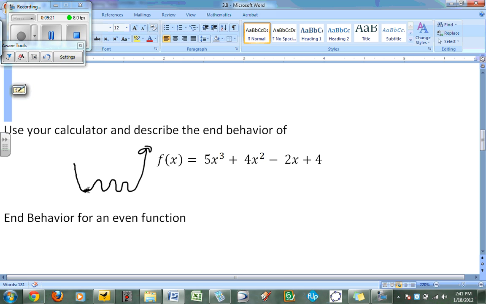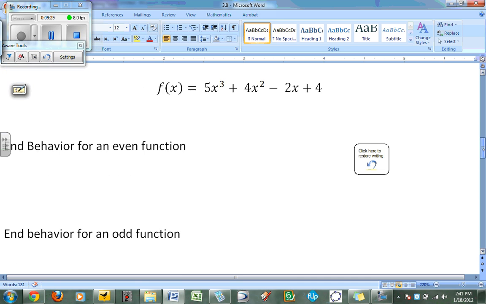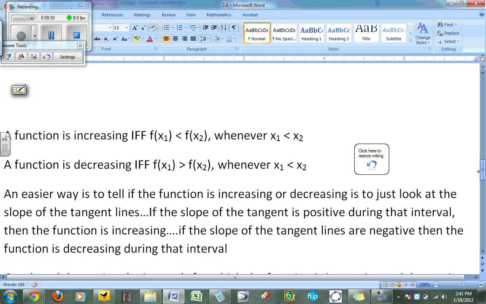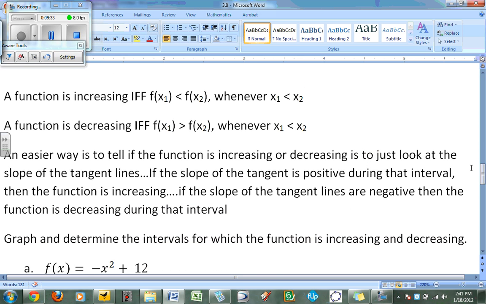But anyway, we can graph crazy functions like that. So it might not be that crazy, so it looks like that shape, but you get the picture. So the last part is saying here, a function is increasing if and only if, the capital IFF means if and only if.